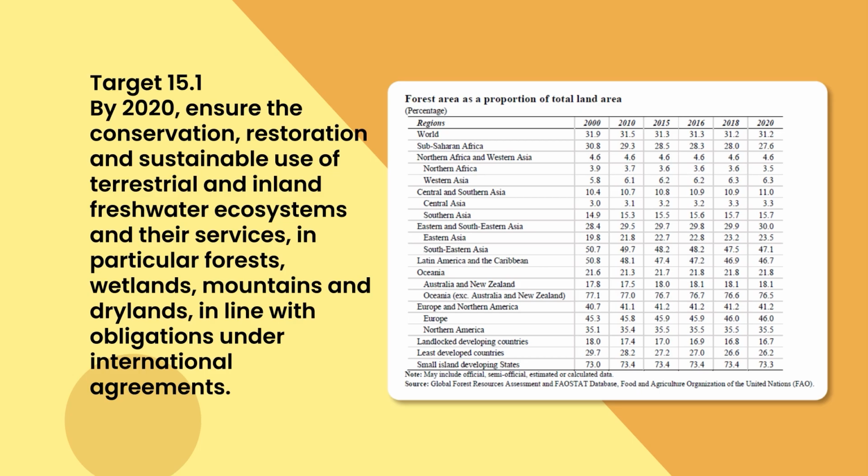If you look regionally, Central and South Asia are going well, and Eastern and Southeastern Asia are also going well, as are most parts of the world. But if you look at Latin America and the Caribbean, you will find that in 2000 it was 50.8%, but in 2020 it is 46.7%.